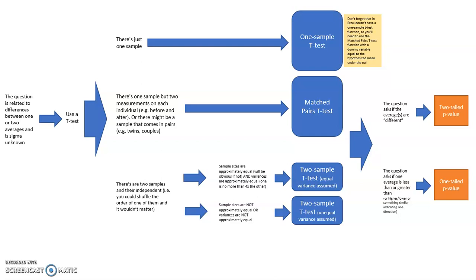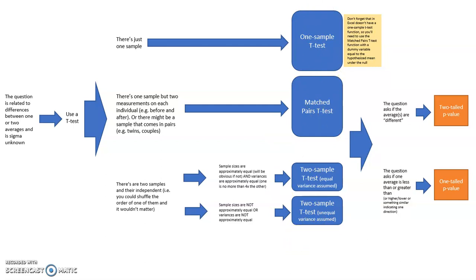These are the criteria that you use. If the sample sizes are approximately equal, and it'll be obvious if it's not, and the variances are approximately equal, where one is no more than 4 times the other, then you use the equal variance assumed. And if they're not approximately equal, then you'll use the two-sample t-test with unequal variance assumed. So that tells you which drawer to open.